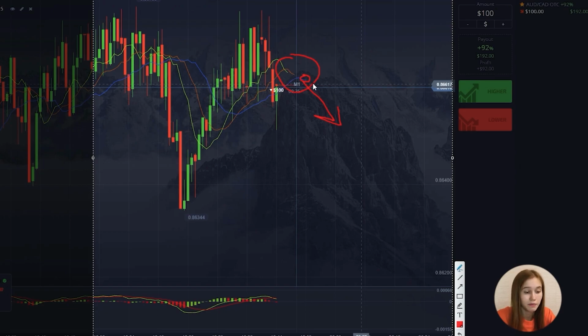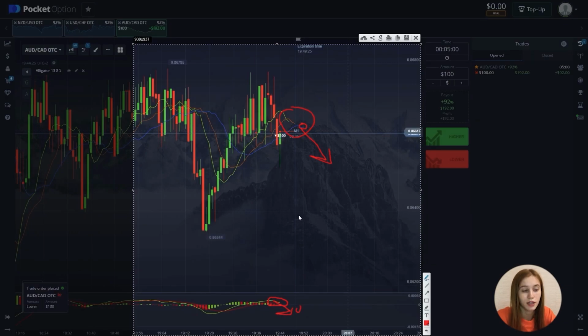And according to the MACD, we see a signal to sell. Its signal line crossed from top to bottom. And now, let's talk in more detail about the alligator.